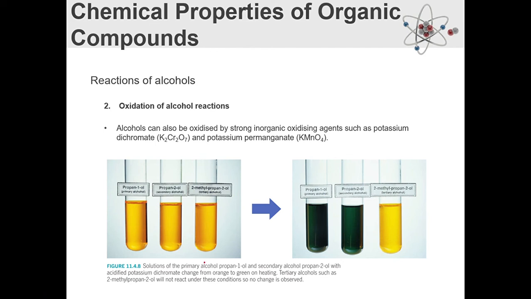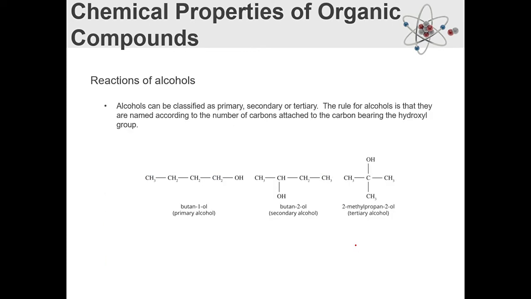Alright, solutions of alcohols change to sort of blue. I think you call that a blue. It says orange to green, but that looks like a blue. Alright, alcohols can be either classified as primary, secondary, or tertiary. The rule for alcohols is that they are named according to the number of carbons attached to the carbon bearing the hydroxyl group. So here, it is attached to 1 carbon.